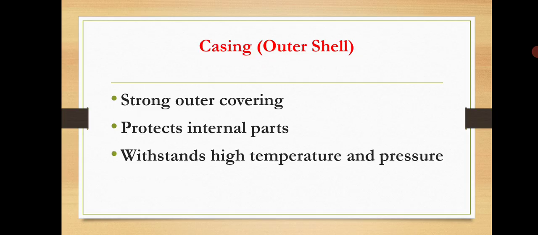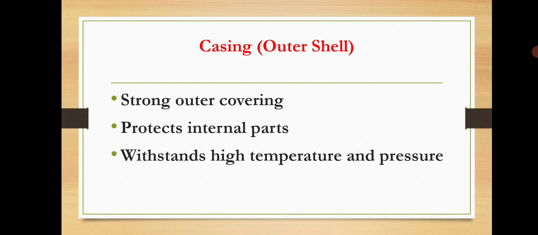First one is casing. The casing is the strong outer covering of an engine or combustion chamber that surrounds and protects all internal parts. First point, strong outer covering. It acts like a rigid frame around the system. It holds all components in proper positions. It provides structural strength.